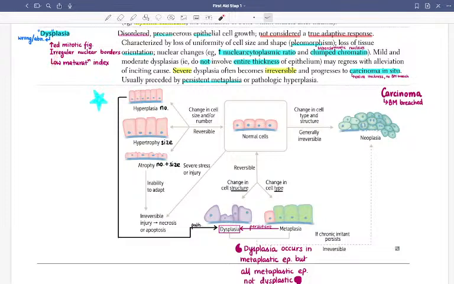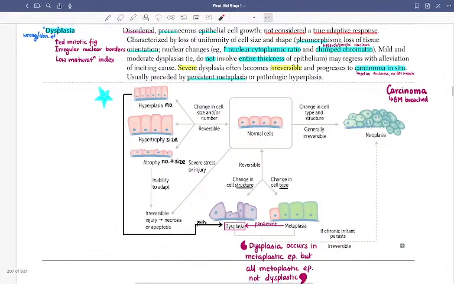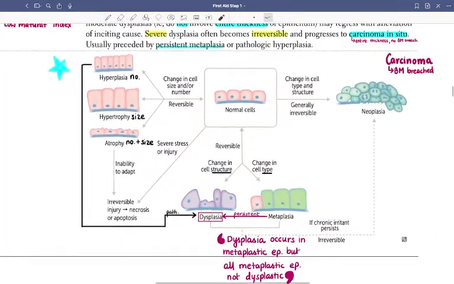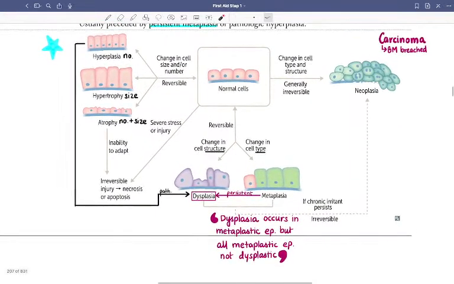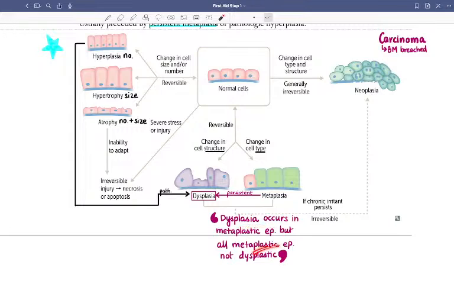Next, dysplasia: increased mitotic figures, irregular nuclear borders, low maturation index. Features of dysplasia: disordered precancerous epithelial growth, not considered a true adaptive response. Pleomorphism, when the cell shape and size change. Increased nuclear cytoplasmic ratio, coarse chromatin, and it does not involve the entire thickness. Next is carcinoma in situ, persistent metaplasia, and carcinoma. This is very important. Dysplasia occurs in metaplastic epithelium, but all metaplastic epithelium is obviously not dysplastic. So dysplasia can be a part of metaplasia, but not always.